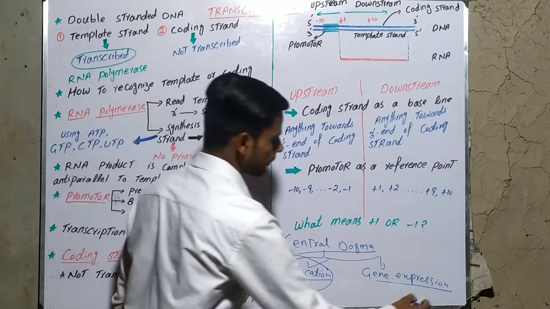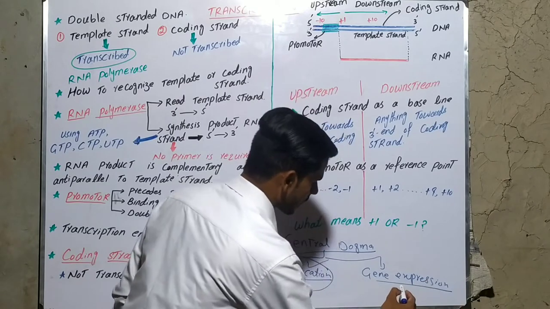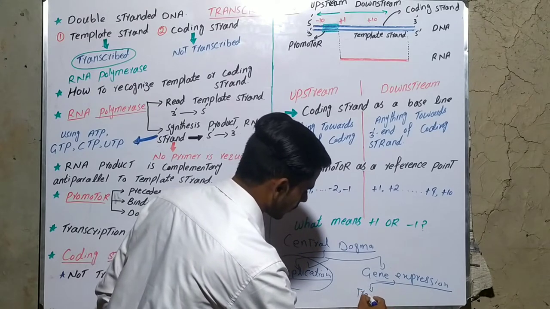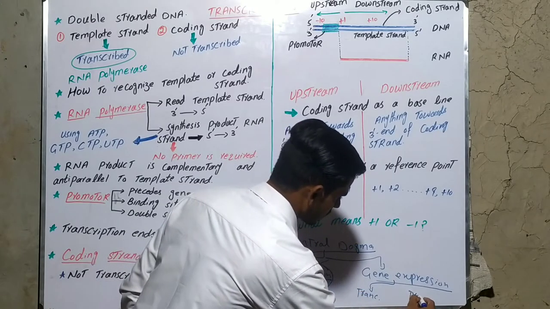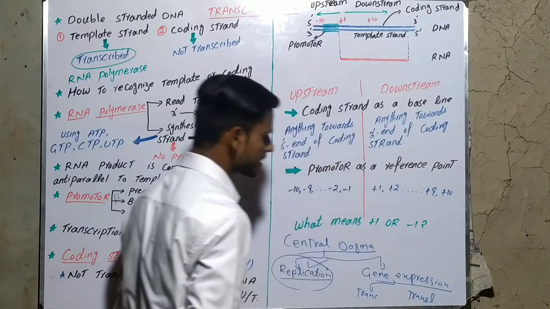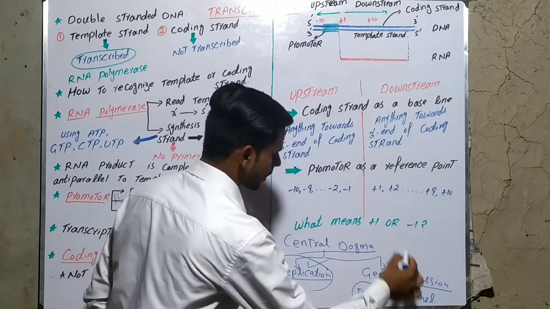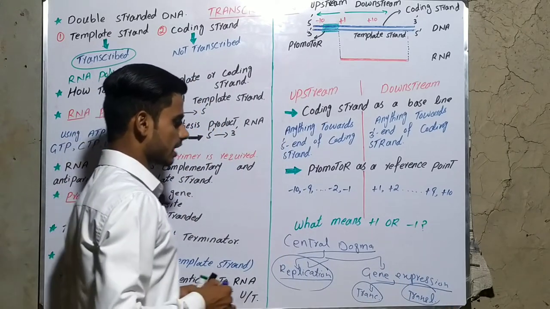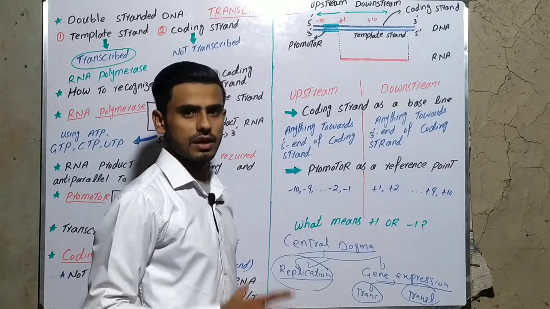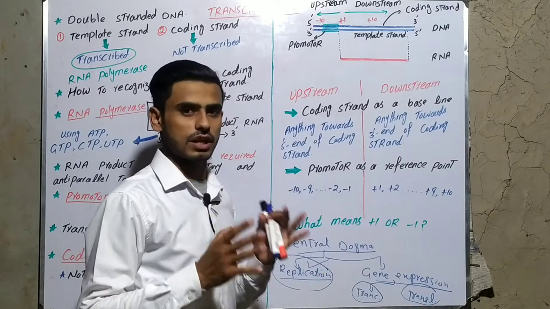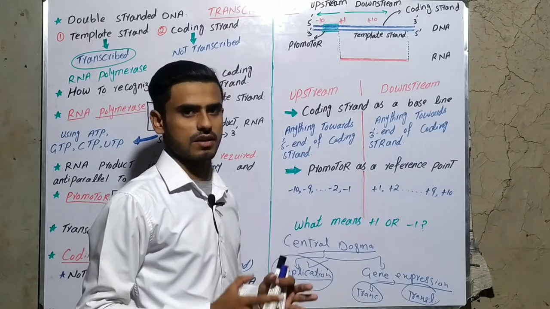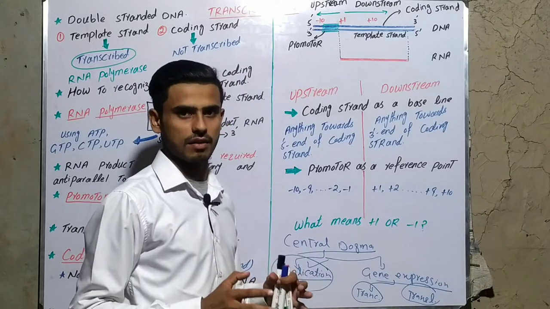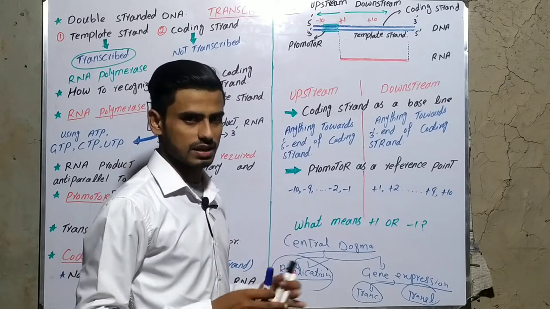And in this chapter, we are discussing gene expression. Gene expression further consists of two things. The first one is transcription and the second is translation. In this chapter we are discussing transcription, and in the next chapter we will discuss translation. In the previous lecture we discussed the overview of transcription, and also saw the comparison of the RNA polymerase enzyme used in transcription, in prokaryotes and in eukaryotes.